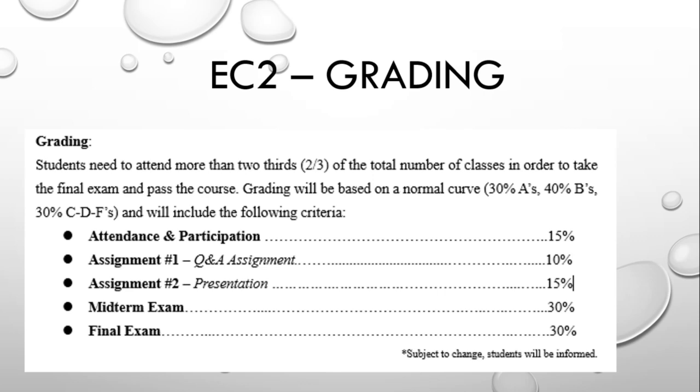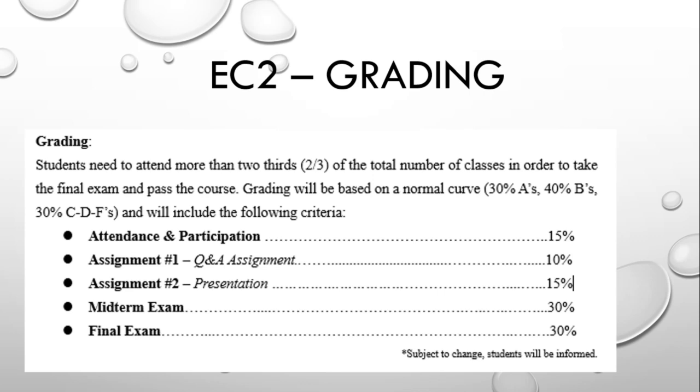Now, what will you be graded on? Well, it's simple. There are 5 different things that I will be looking at for your grade. The first one is your attendance and participation. This is 15% of your final grade. So if you come to class, you do the work, you participate well, this is 15%.